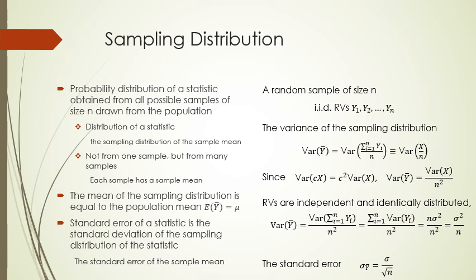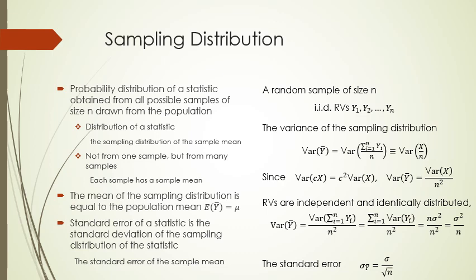Here, the statistic is the sample mean. The sampling distribution of the sample mean is so commonly used that if there is no indication of the statistic, the sampling distribution usually means the sampling distribution of the sample mean.